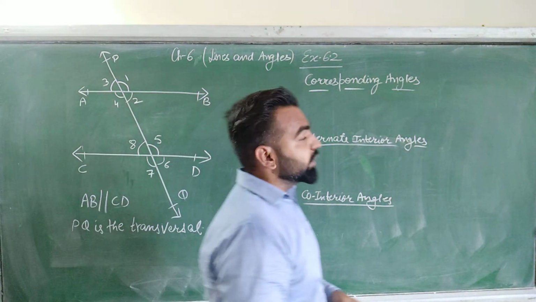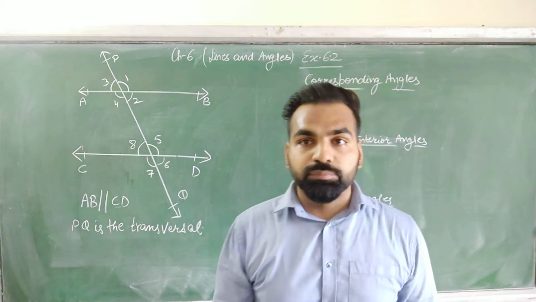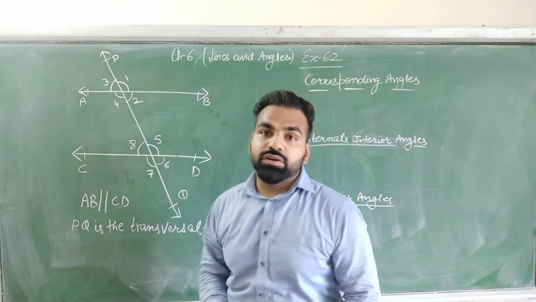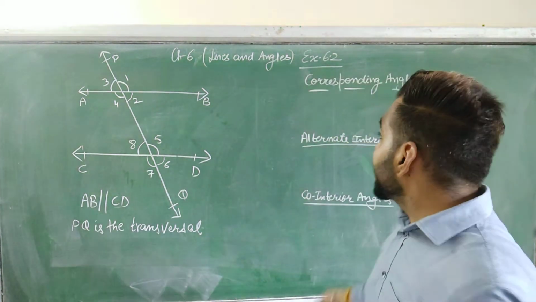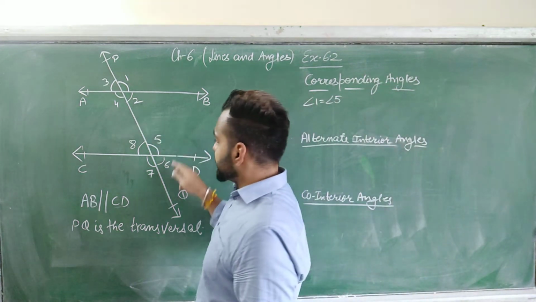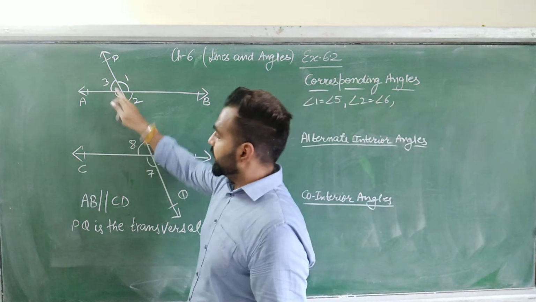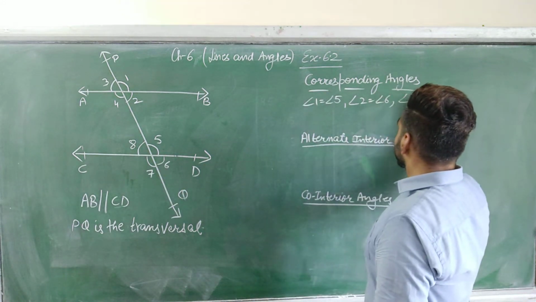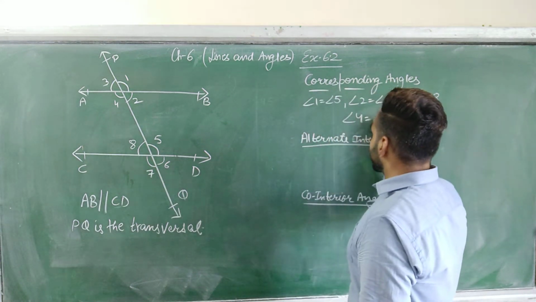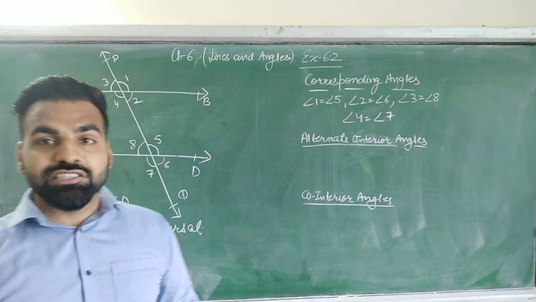So what are corresponding angles? Angle 1 and angle 5 will make a pair of corresponding angles, and if the lines are parallel, then these corresponding angles are equal. So we can write angle 1 is equal to angle 5. Similarly, angle 2 is equal to angle 6. Angle 3 equal to angle 8. And last, angle 4 is equal to angle 7.